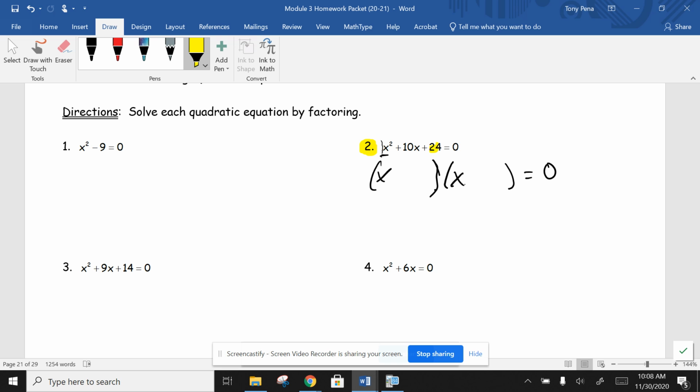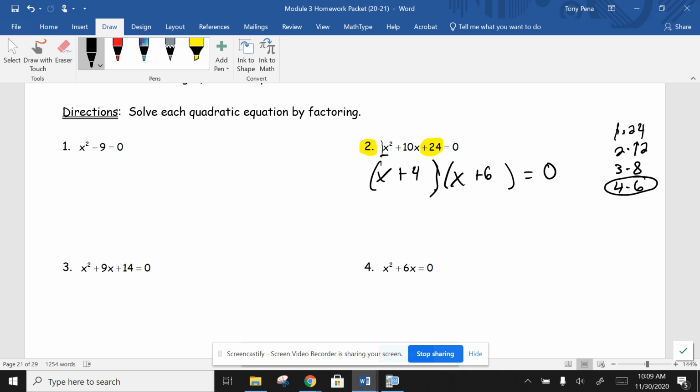And then now we kind of get into the little math numbers where you're trying to figure out what numbers multiply to be that 24. There's a lot of ways to get 24, 1 and 24. So like 1 times 24, 2 times 12, 3 times 8, 4 times 6, that's about it. Those all give you 24, but we want the one that's going to add up to be a 10, and that would have to be that 4 and the 6. So we can write that as x plus 4, x plus 6.